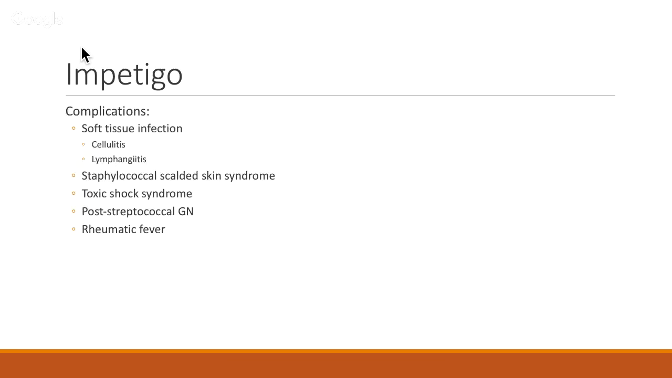Complications, so soft tissue infection, so cellulitis, so the infection can track down deeper. But also because it's Staph aureus, staphylococcal scalded skin syndrome, toxic shock syndrome. If it's the non-bullous form and it's due to strep, then you can get post-strep GN and also rheumatic fever.